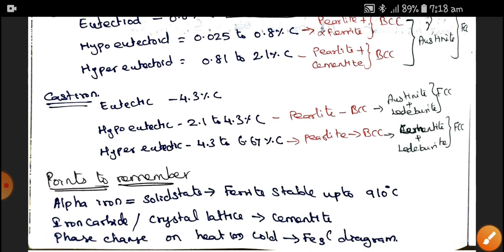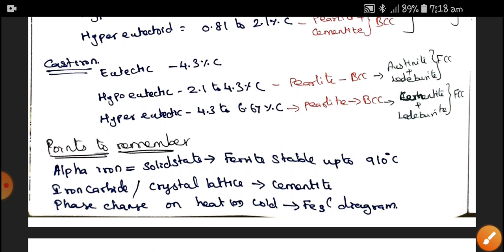And next, we're going to remember some of the points. Alpha iron is in the solid state. The ferrite is stable up to 910 degrees Celsius. Beyond 910 degrees Celsius, there is no ferrite state, alpha ferrite. Gamma austenite will come into the picture.